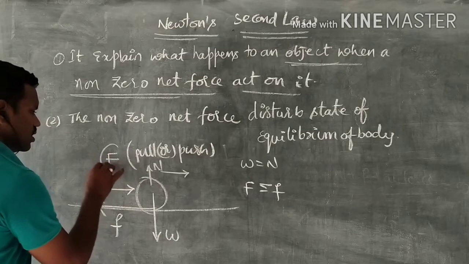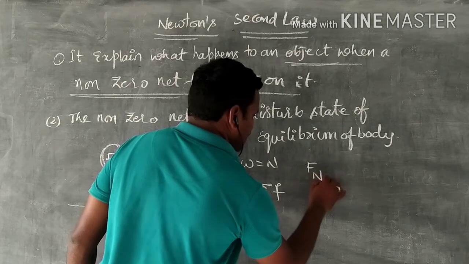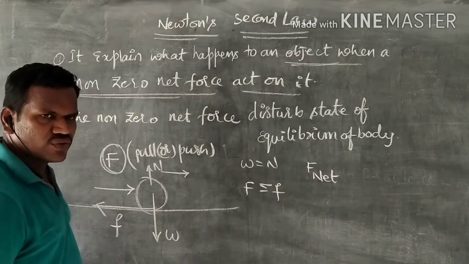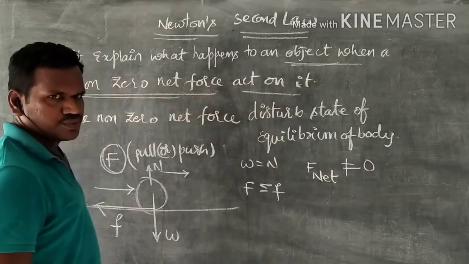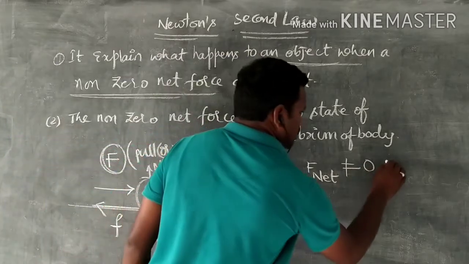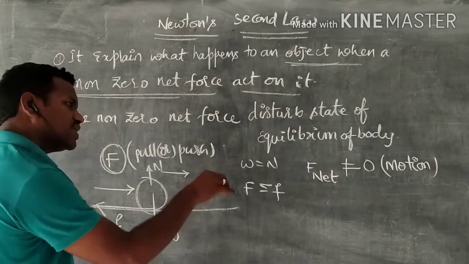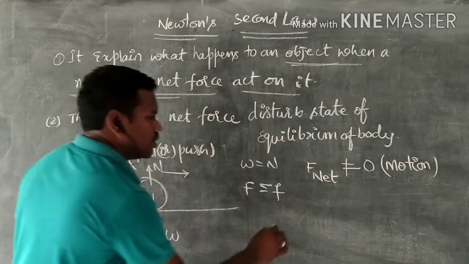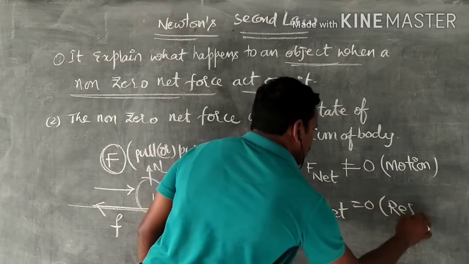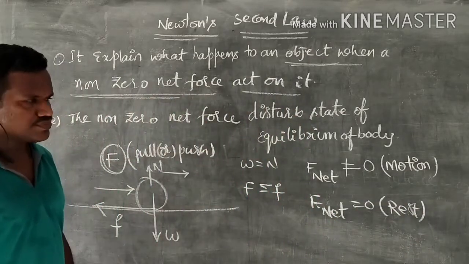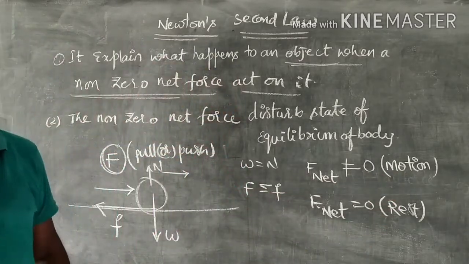But we applied a large quantity of force. This means F net, the total of the forces acting on the body, is not equal to 0, so the body will be in motion. If F net is equal to 0, the body will be at rest. If F net is not equal to 0, the body will be in motion.